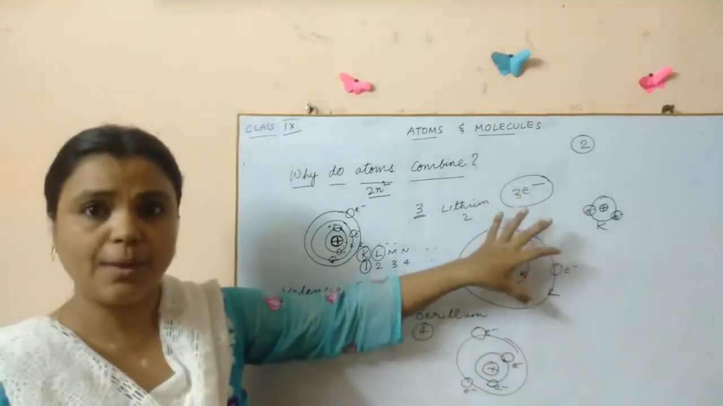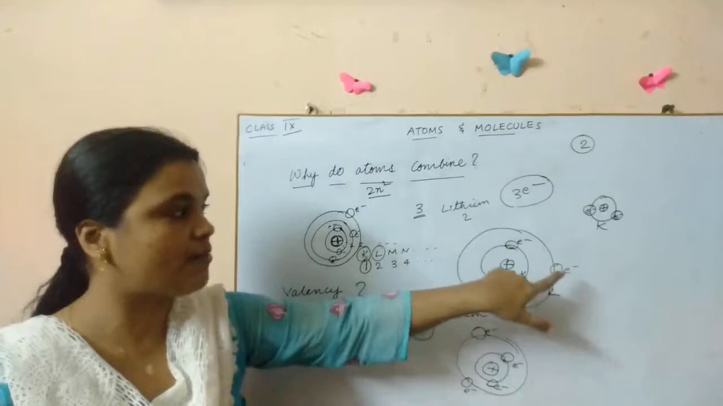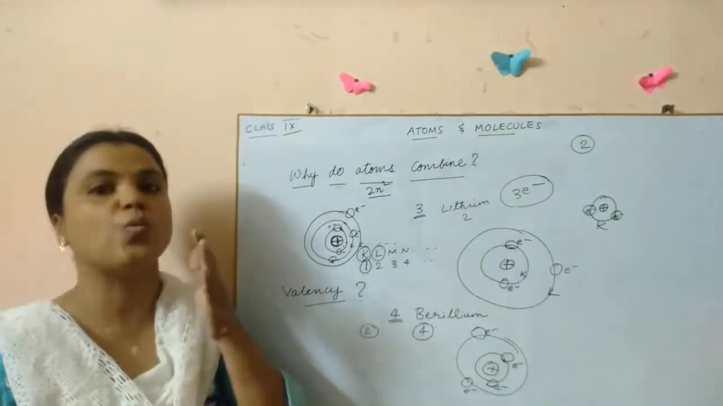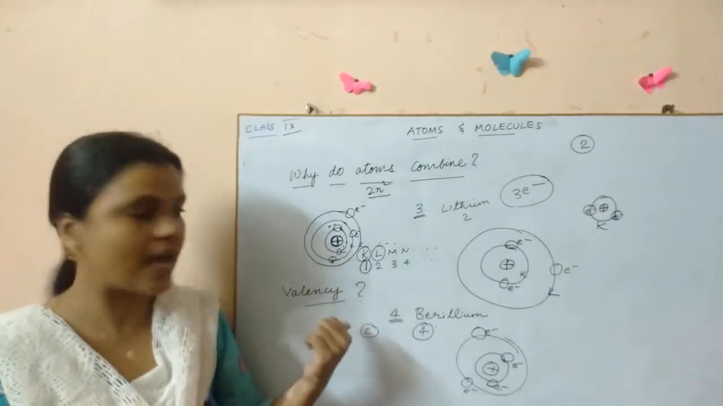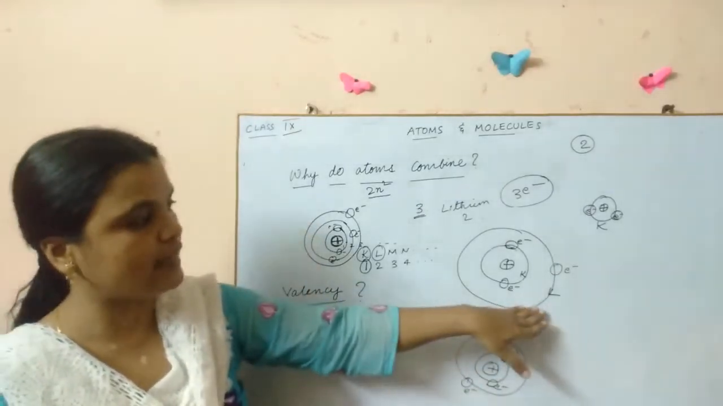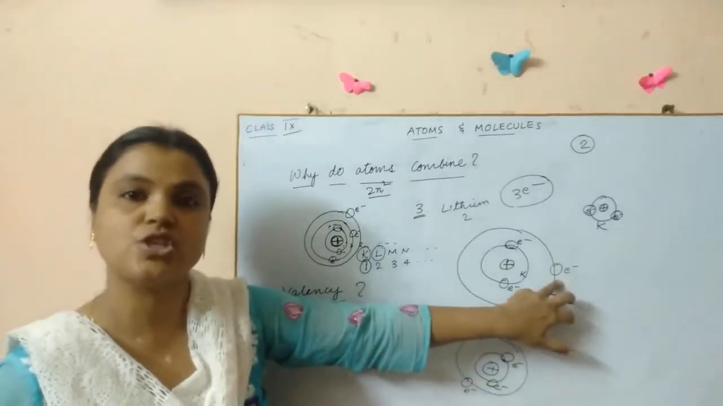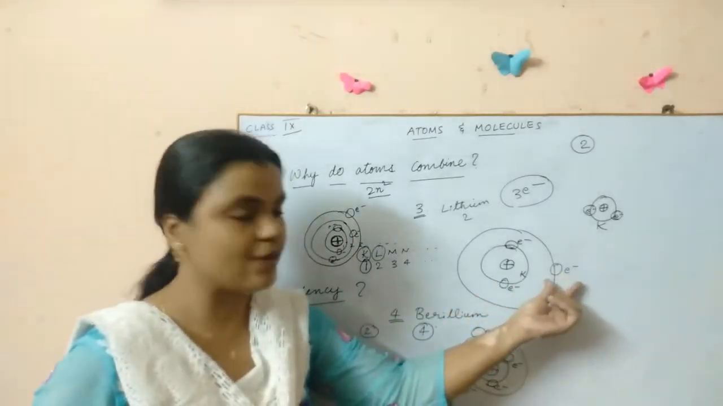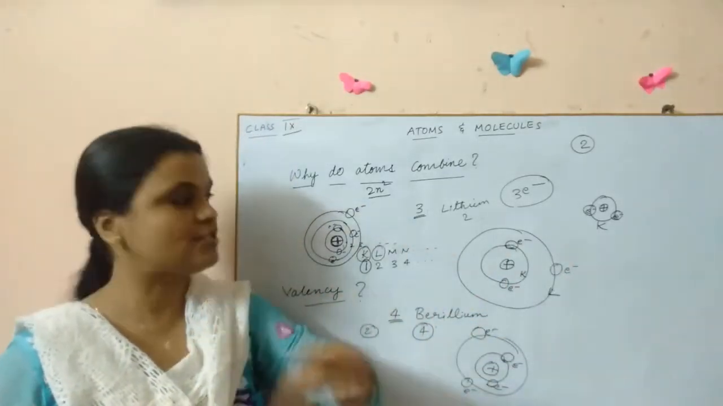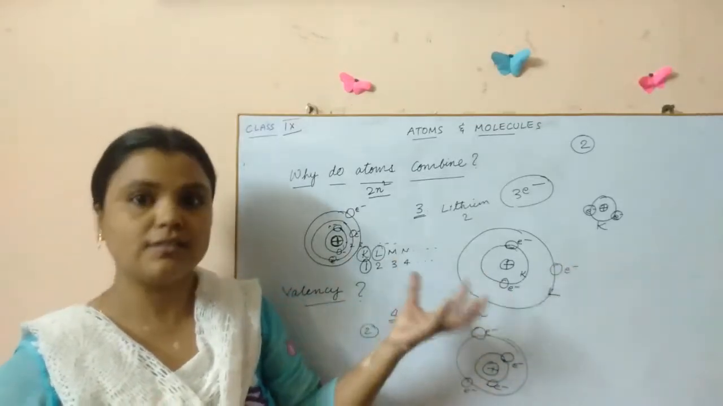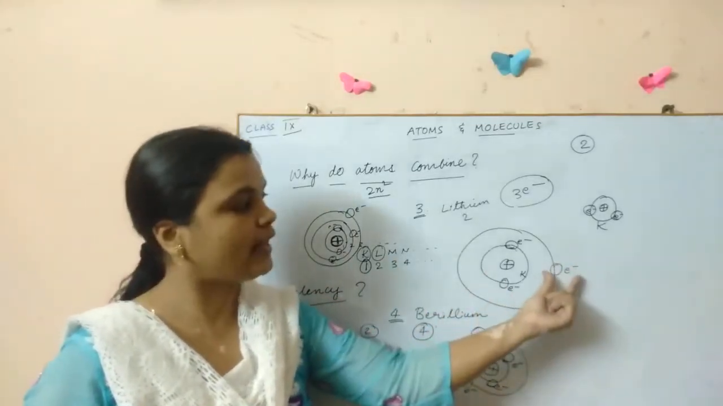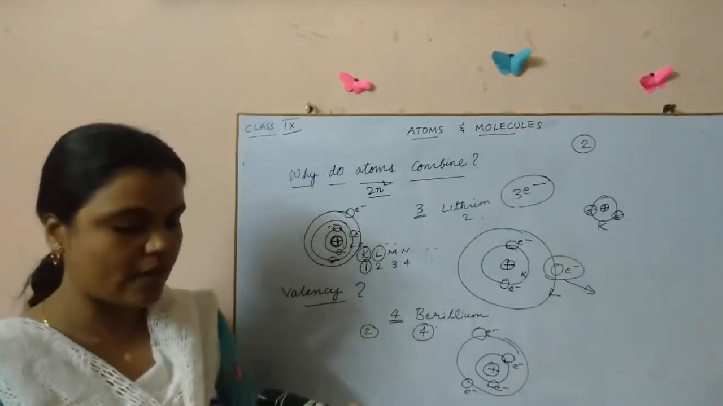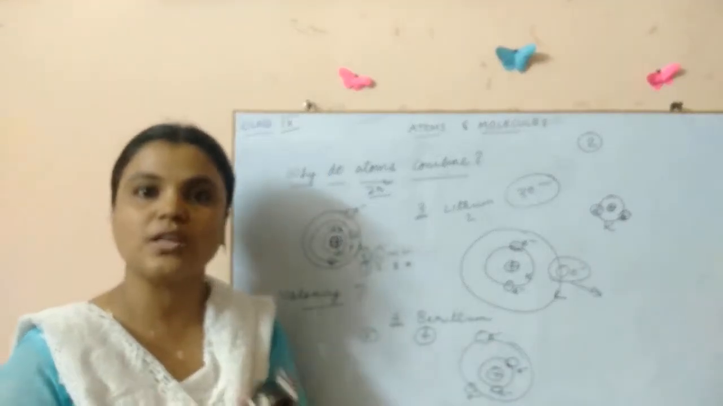Now, what am I saying? The number of electrons present in the outermost shell is directly related to the valency of that atom, of that element. Now you see lithium is there. How many electrons are present in the outermost shell of lithium? Only one electron. That means it can give away this electron. Already I told you in my last video, when different atoms combine, lithium can easily give away this electron.